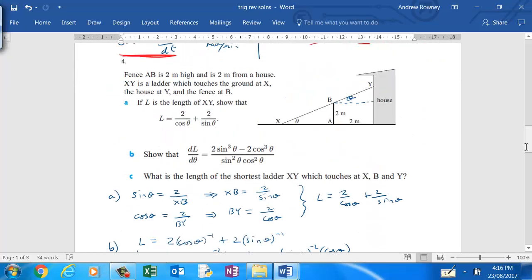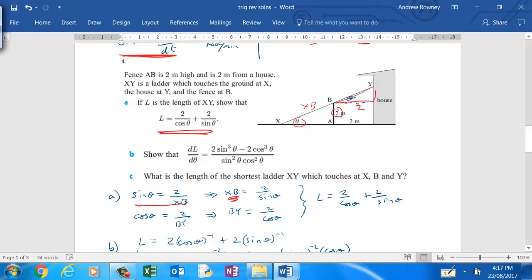Question 4 is a ladder. We need to show this formula here. We can do that using sine and cosine. The sine of theta is opposite over hypotenuse, xb over the hypotenuse, which is this formula. If you rearrange that, we've got xb. Cos theta, using this triangle here, is equal to adjacent over hypotenuse.